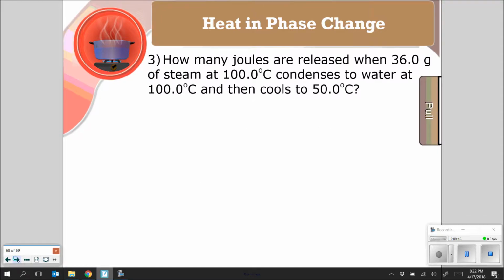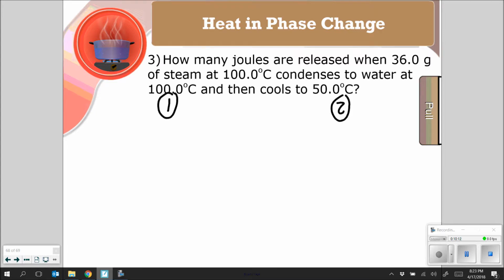All right, this problem says how many joules are released when 36.0 grams of steam at 100 degrees Celsius condenses to water at 100 degrees Celsius and then cools to 50 degrees. So this is actually a 2-part problem. I'm doing 2 things here. I'm undergoing that phase change to go from steam to water, and then I'm going to cool that water down to 50 degrees. So I'm going to put this into 2 parts, part 1 and part 2.